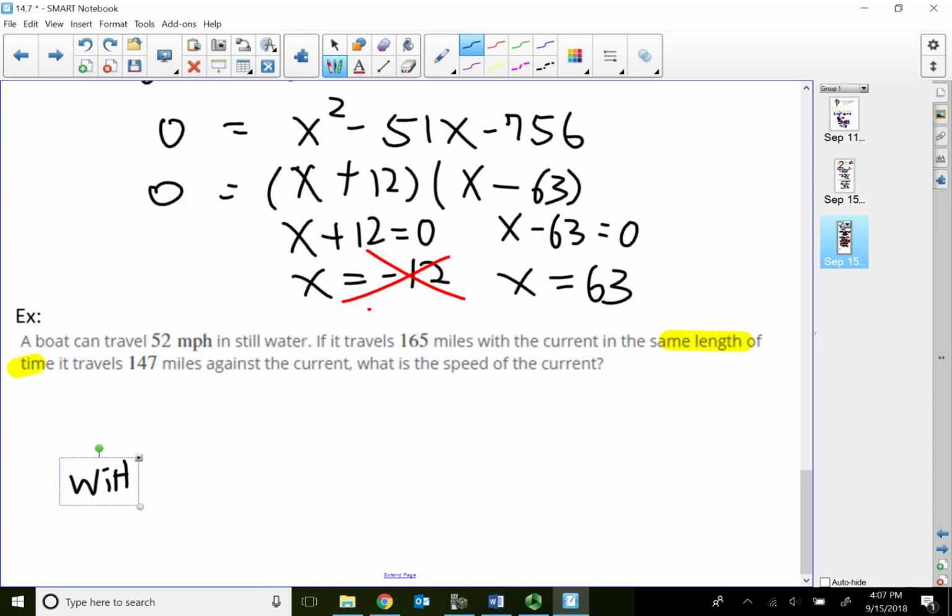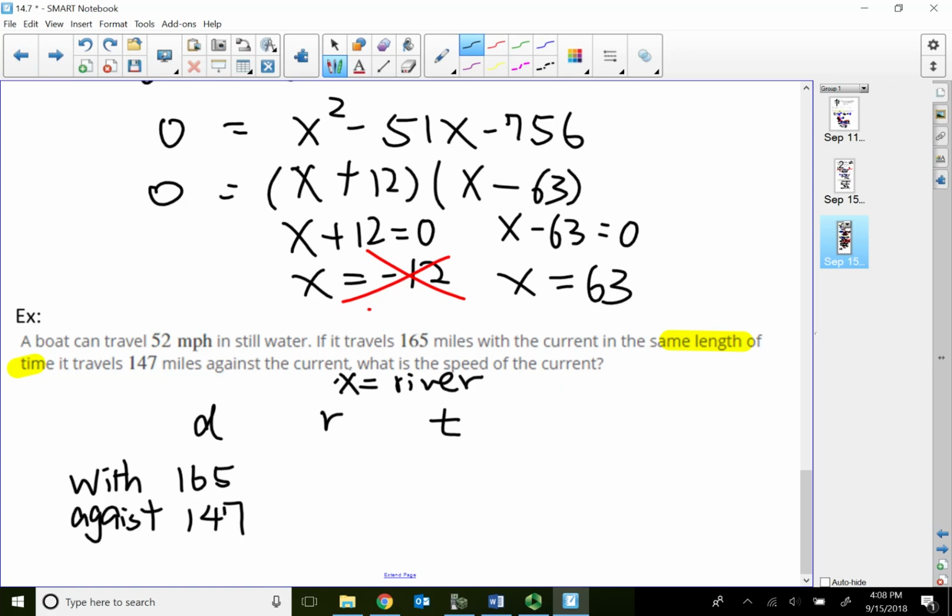So here we've got going with the current and going against the current. I've got distance, rate, and time. My distance with the current is 165, against it 147. What is the speed of the current? I'm going to say my x is the speed of the river current. Remember, the speed of the boat has to be in the front, just like the airplane going with the wind and against the wind. The speed of the plane or boat is in the front, and the wind and the current are in the back.